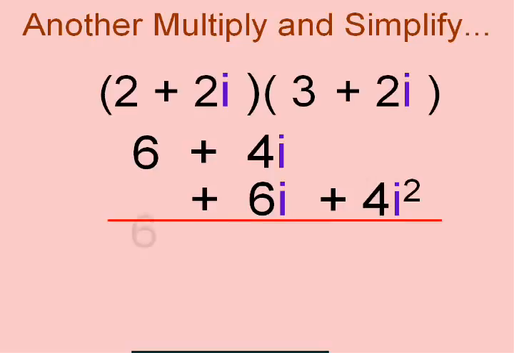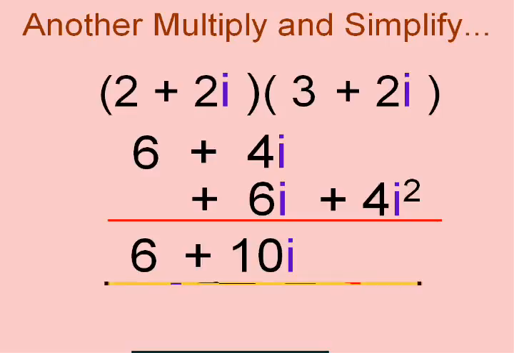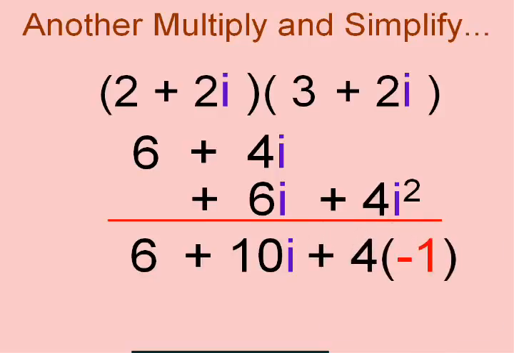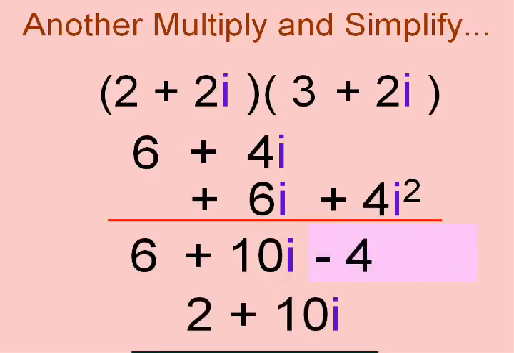Now, wait a minute. The 4 just comes down. The 4 and 6i become 10i, but here we have an i squared. Remember, i isn't negative 1. i squared is negative 1. So we'll have a negative 4 there, and then he can get together with the 6. And we'll have a final answer.